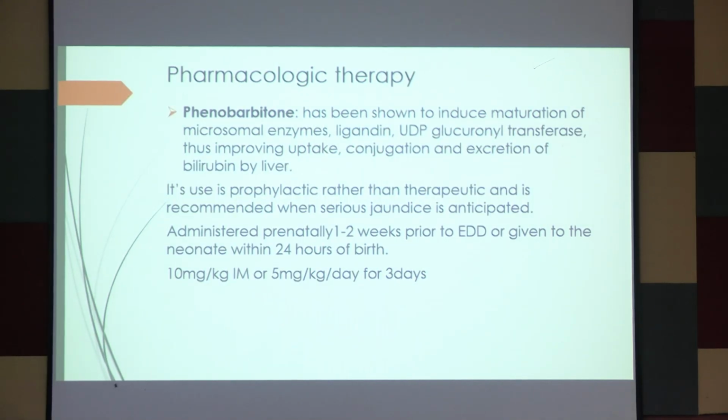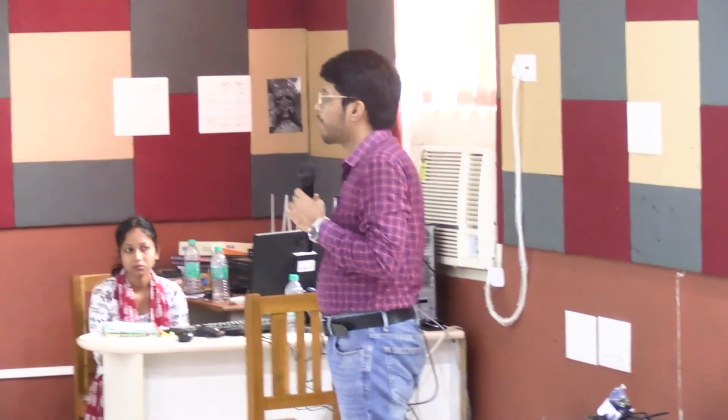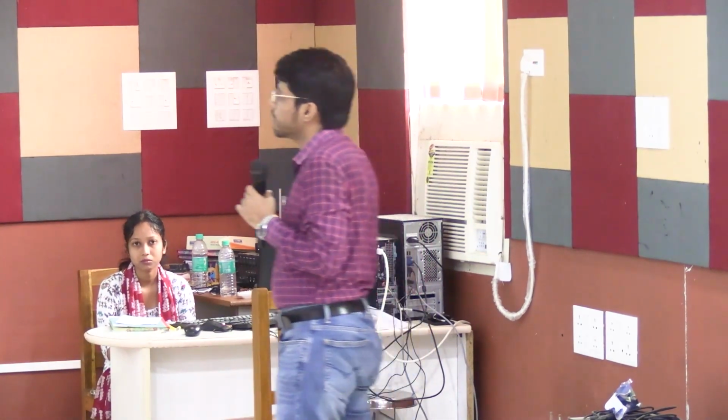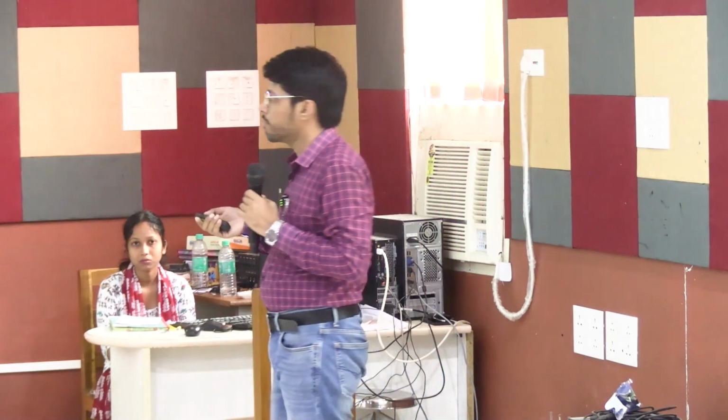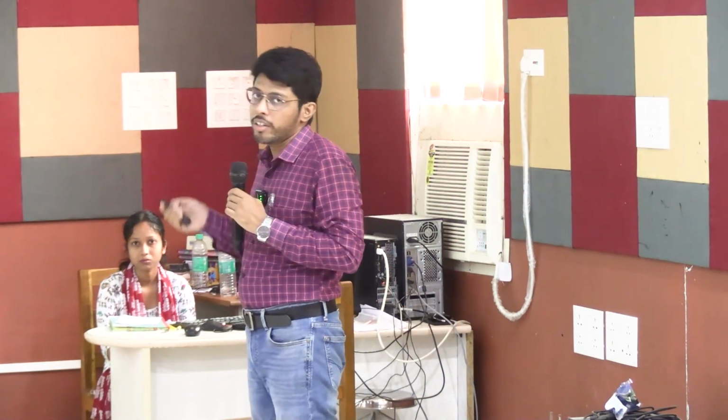There are some drugs, pharmacotherapy, phenobarbital. It has been shown to induce the maturation of microsomal enzymes, ligandin and the enzyme for conjugation. So, these will increase the hepatocyte uptake of bilirubin and conjugation of bilirubin. So, more uptake leads to more conjugation, which leads to more excretion.